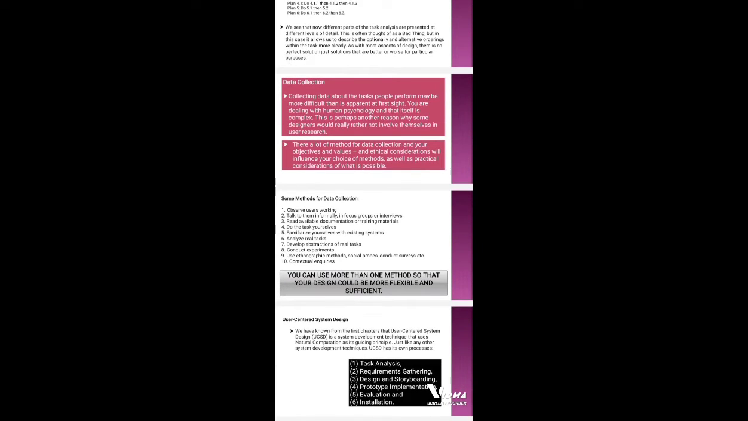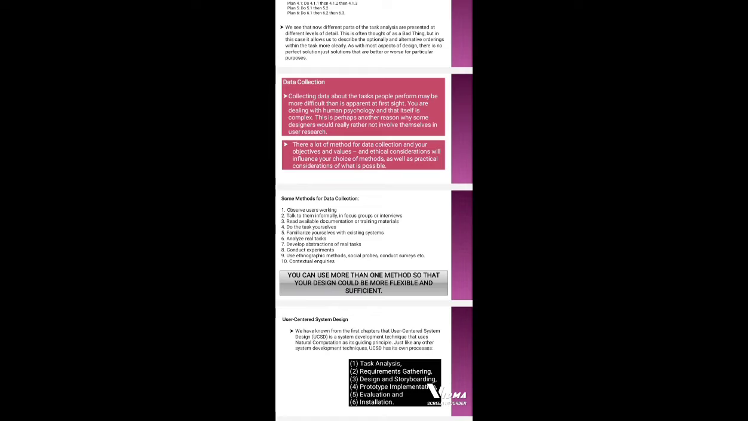Some methods of data collection. Number 1. Observe the user working. Number 2. Talk to them informally in focus groups or interviews. Number 3. Read available documentation or training materials. Number 4. Do the task yourself. Number 5. Familiarize yourself with the existing system. Number 6. Analyze real tasks. Number 7. Develop abstractions of real tasks. Number 8. Conduct experiments.